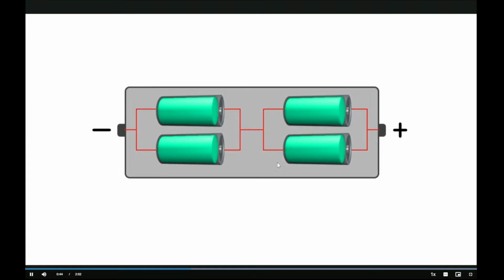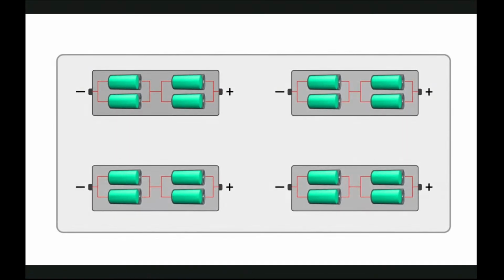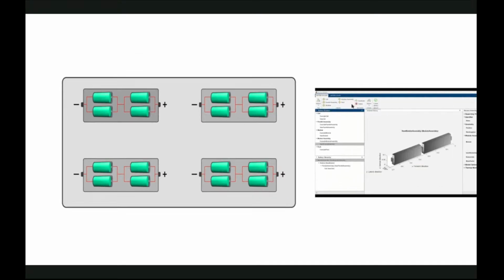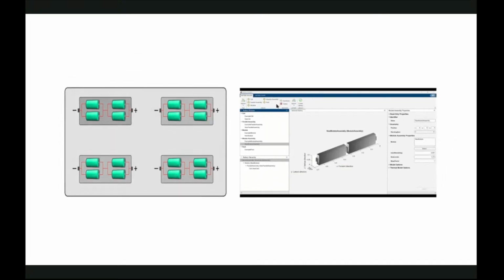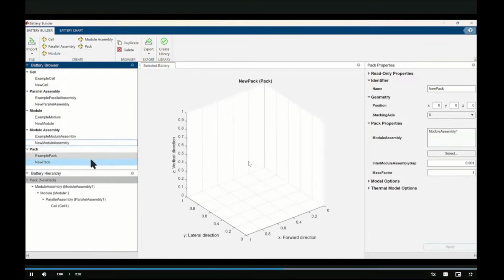Cells in series and parallel are known as a battery module. Several modules connected together form a pack, which may consist of hundreds or thousands of cells. Yes. With the Battery Builder app, you don't need to worry about modeling each cell separately. To design a battery pack, start by creating battery objects for each component from the Create section. So we need to start creating the battery pack from the Create section.